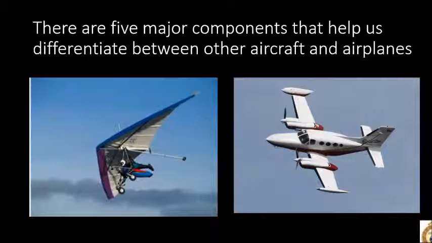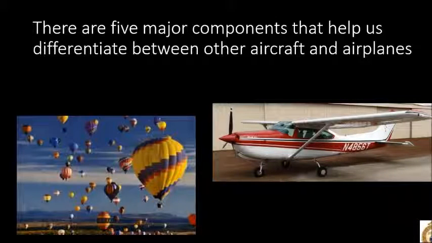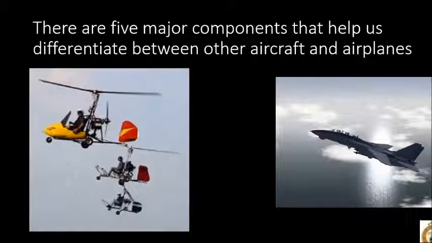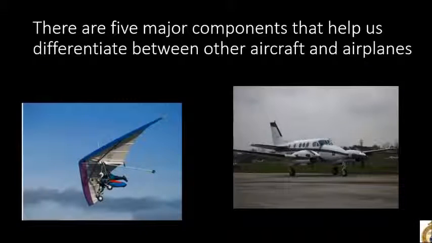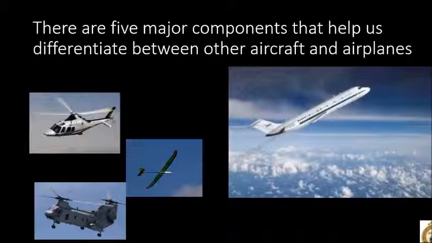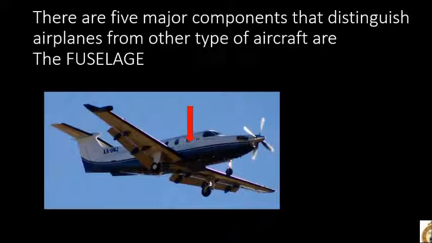Here we have an airplane on the right, and we have some other flying mechanism on the left, but it's not classified as an airplane. Here we have an airplane on the right again, and a hot air balloon on the left of the screen. So the balloon is not an airplane. Again, on the right, it's an airplane. On the left is something else. We have 2 helicopters and a glider on the left, and an airplane on the right, and they climb out. So, let's talk about what are these 5 major components?